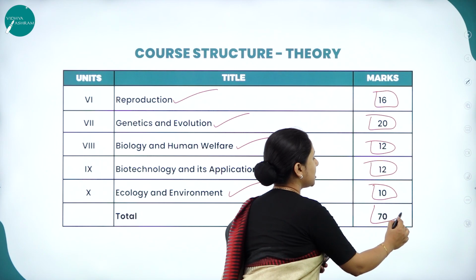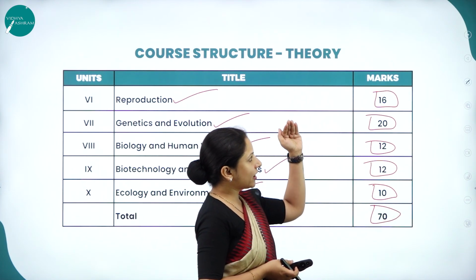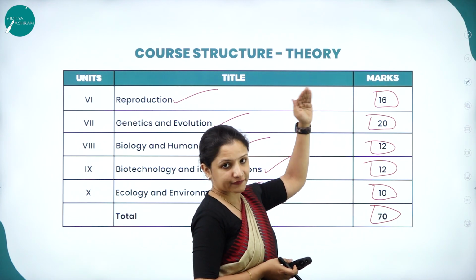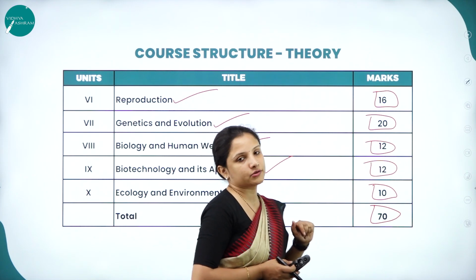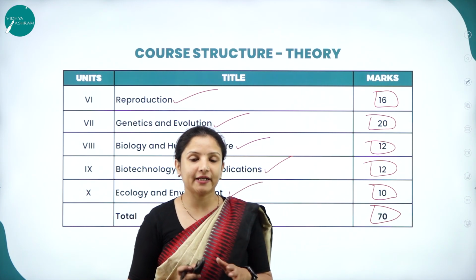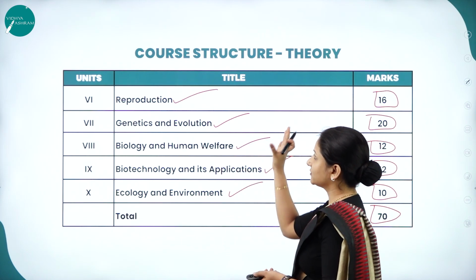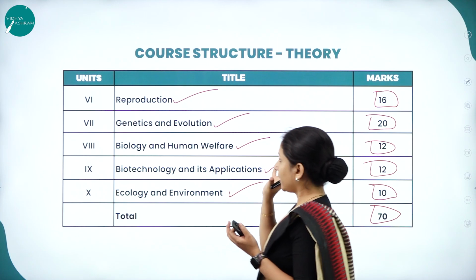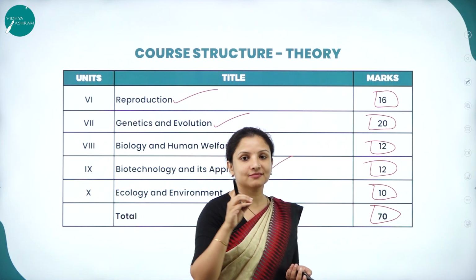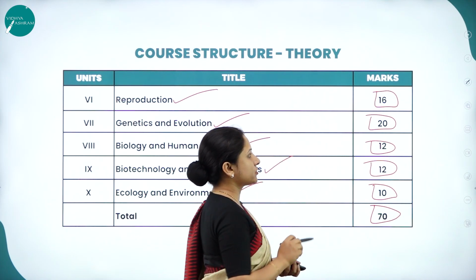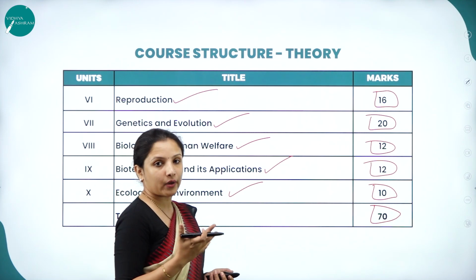So your theory paper will be for 70 marks, wherein from unit 1 you'll get questions for a total of 16 marks. The next unit is 20, then 12, next 12 and then 10. So overall, you'll be writing a theory paper for 70 marks. The remaining 30 marks is for your practical. So this is how the course structure is. Among these units, the maximum marks will come from genetics and evolution, which carries a total weightage of 20 marks.